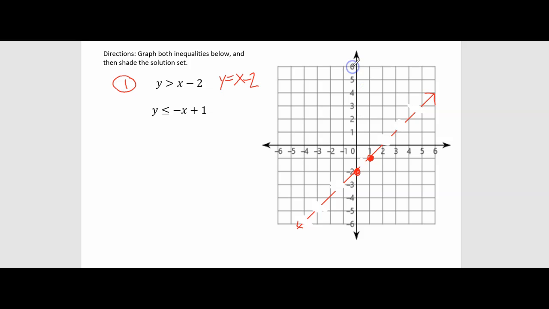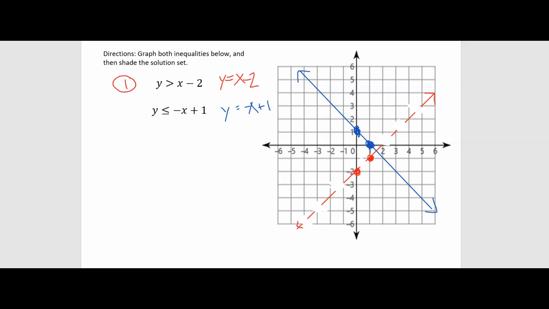For our next boundary line, we have y is equal to negative x plus 1. So the y-intercept is positive 1, the slope is negative 1. And this one is just a solid line. It looks something like that.